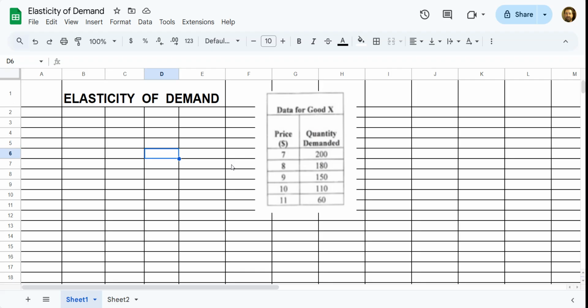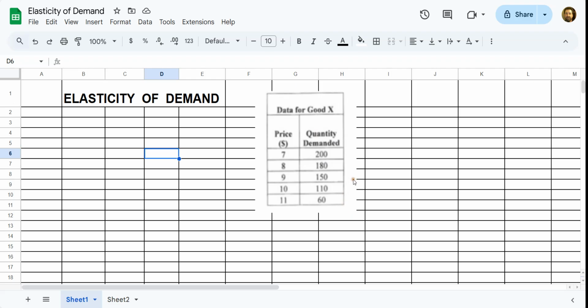The number one determinant, or number one thing that's going to change that elasticity, is how many substitutes there are. So if something has a lot of substitutes, it's more elastic, and if something has no substitutes at all, it's going to be very inelastic.